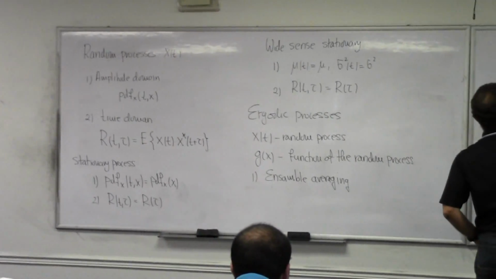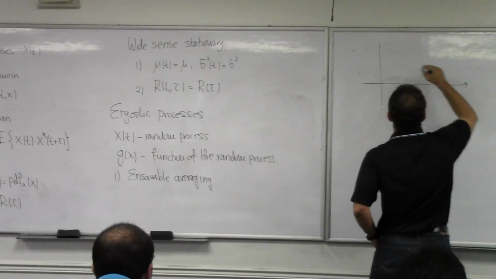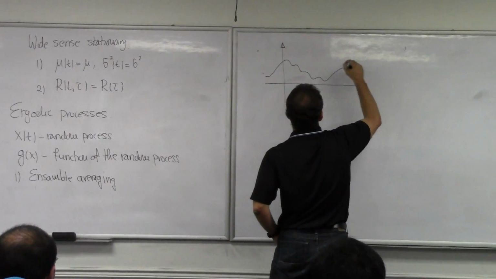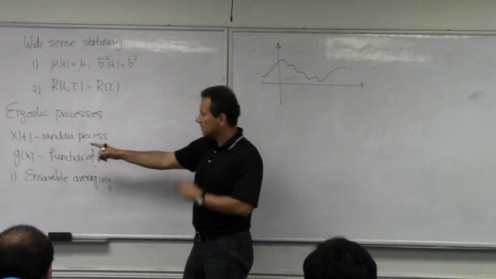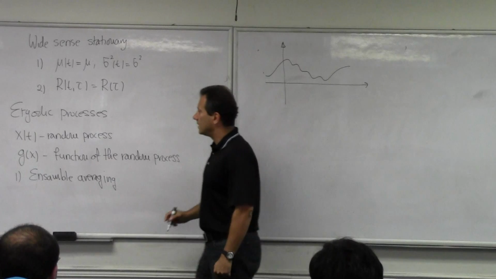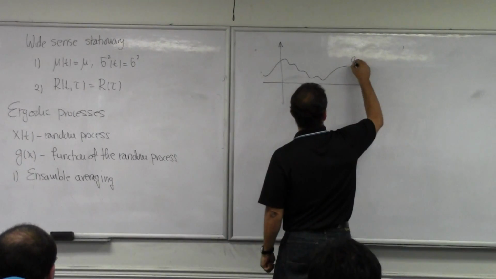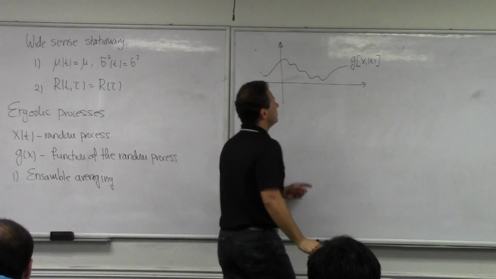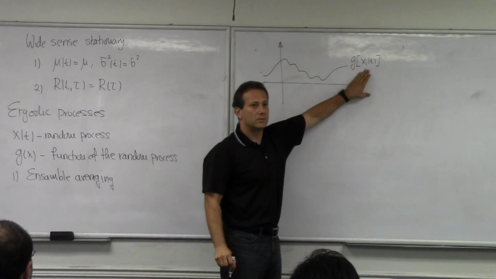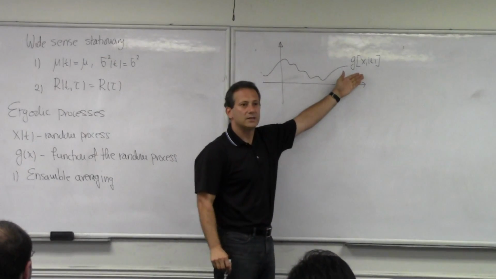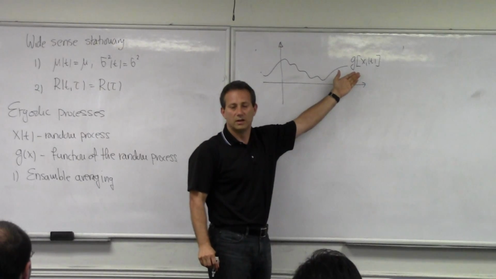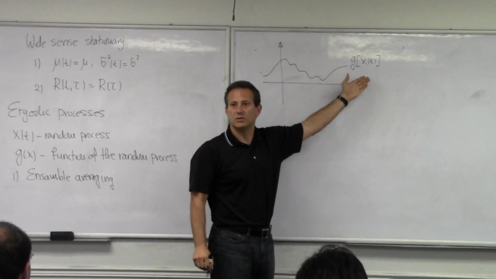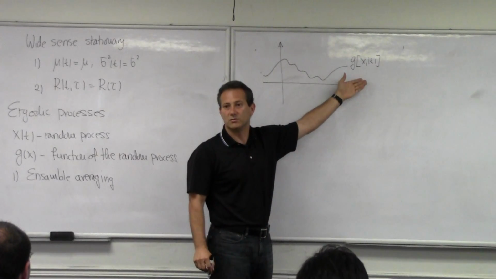I'm going to be looking at all possible realizations of the process. So let's say this here is the first realization of the process, but I'm not only looking at the process itself, I'm looking at a function of that process. So let's say g of x1 of t, right? I'm taking the first realization of the process, x1 of t, and applying some function to it. In the most trivial scenario, g can be just mapping the process onto itself, g of x is equal to x.